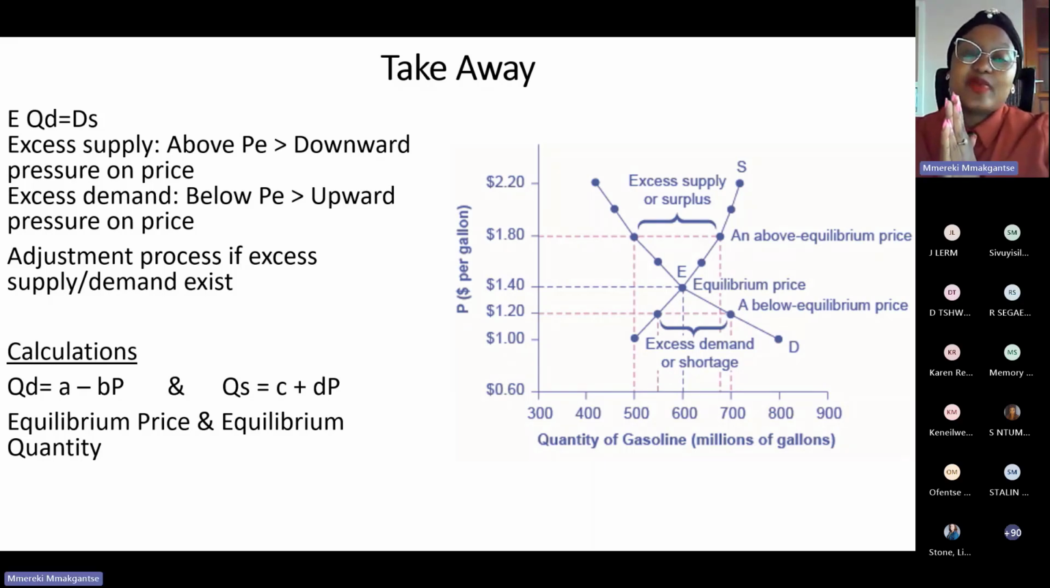Guys, remember the adjustment process. This is a takeaway: you must also do the adjustment process for what happens if there's excess supply. For example, now at excess supply, if the price is at R1.80, tell me on the chat, what is the quantity demanded if price is at R1.80? Just write the number.